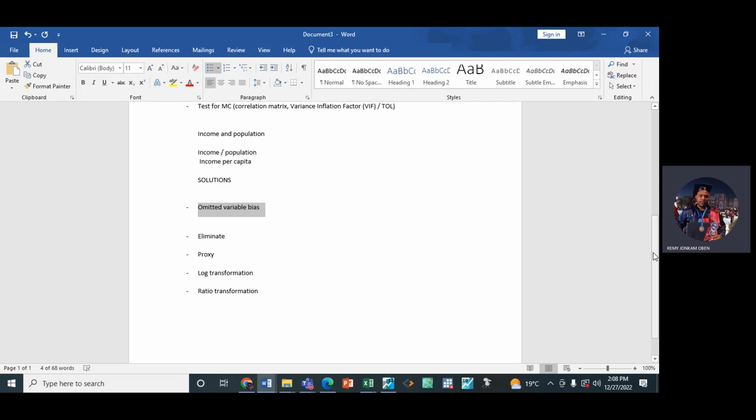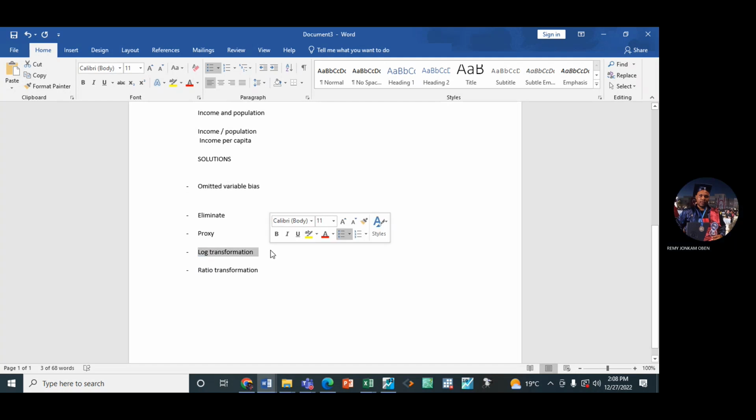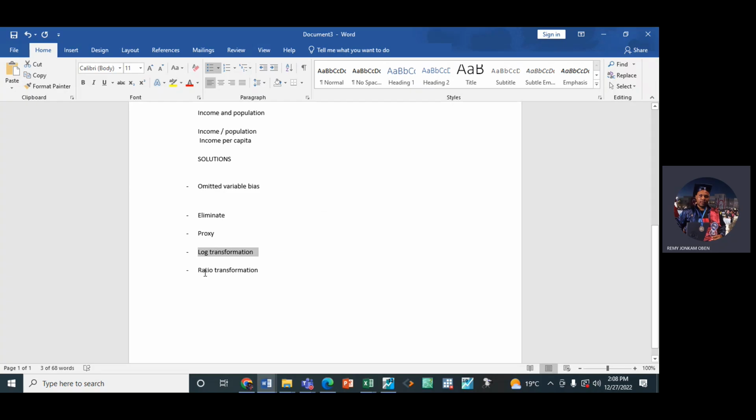If it does not work, you can use log transformation. By the way, guys, always work with log, because just by taking logarithm, it solves so many problems in your data. So right from the beginning, it's always good to get the logarithm before you start doing anything. If it does not work, you can try ratio transformation. This kind of solutions, most probably you might find solution.